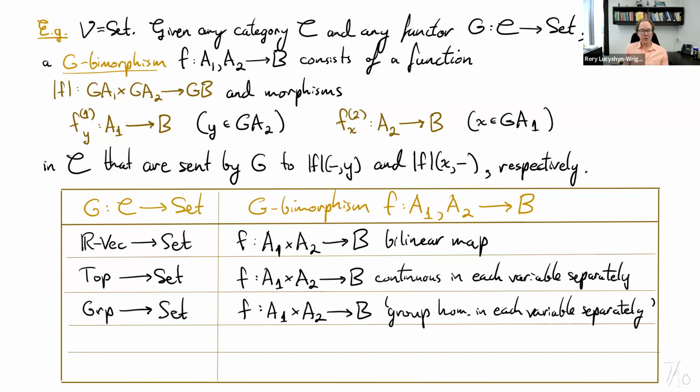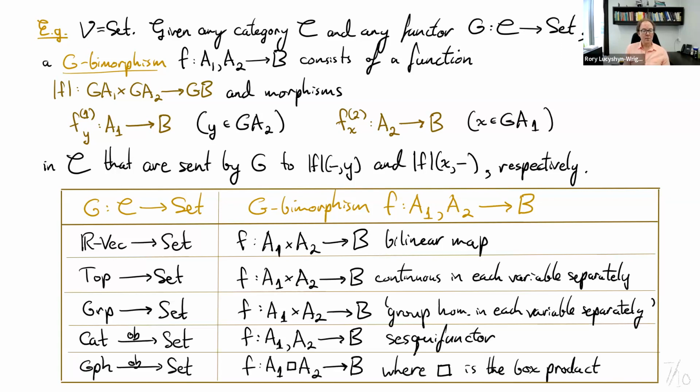These examples all involve faithful functors, but we can also look at examples where the functor G isn't faithful. So in that regard, we can consider the objects functor from cat to set, for example. And as the notion of G bimorphism for this non-faithful functor, we obtain the notion of sesquifunctor, a functor in each variable separately. Perhaps more basically, we can look at the forgetful functor from graphs to sets, the objects functor from the category theorist category of graphs to set, or in fact, any of several other categories of graphs. And we can look at G bimorphisms in this context.